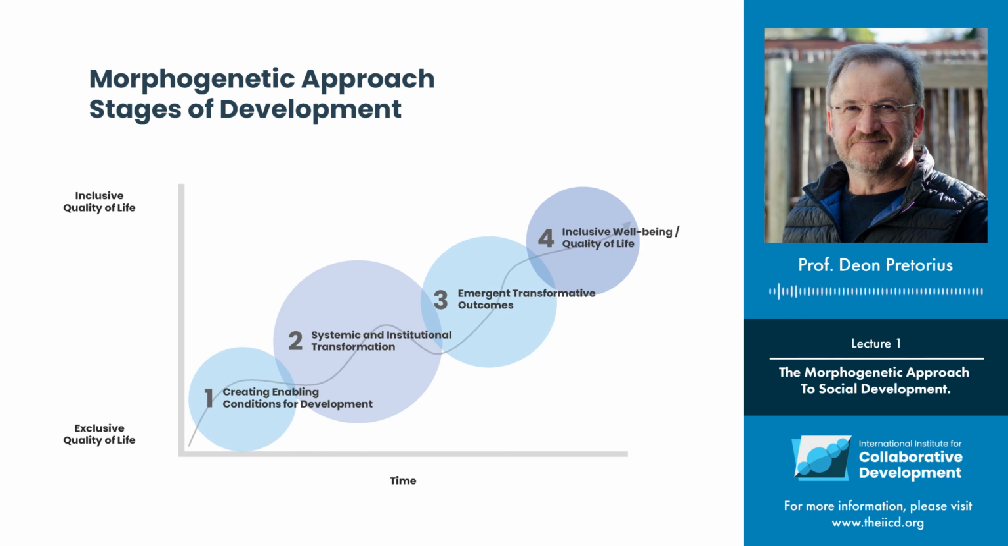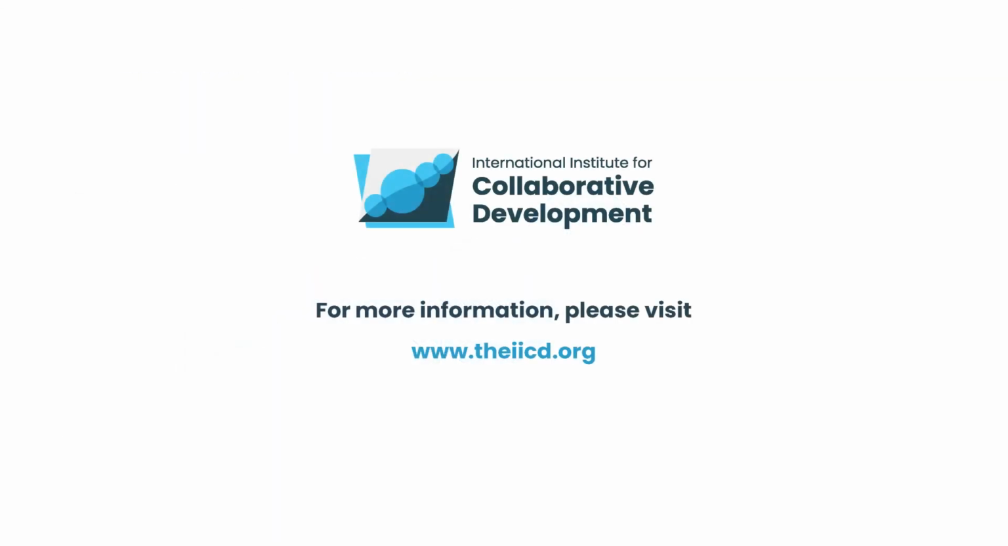However, at any given point in time, one of these stages should be the highest priority, and one should work out where you are in terms of the sequence and not start prioritizing systemic and institutional transformation if you should still be prioritizing the creation of the enabling conditions to make your systemic and institutional transformation sustainable and in fact possible.